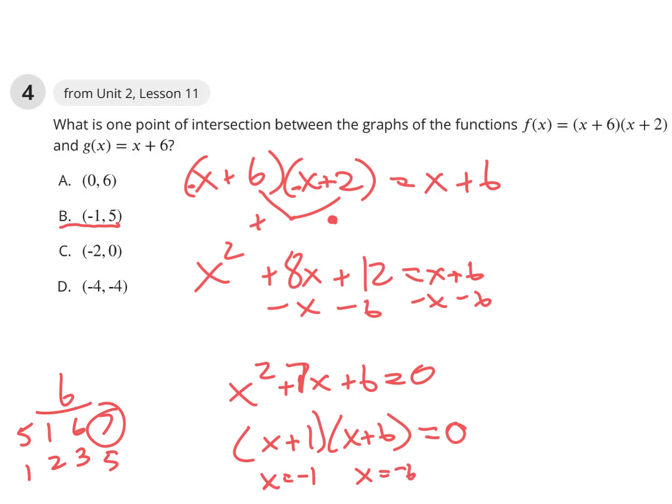-6 is not an option. -1 is. I can stick -1 back into both equations. I will get 5, but I don't need to do that because -1 is my only option for B.